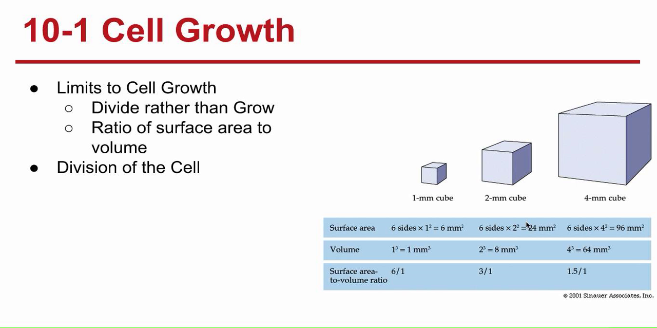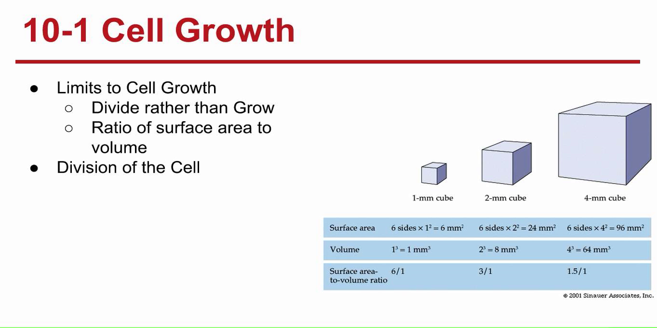So here on the screen we see a 1 millimeter cube has a surface area of 6 millimeters squared and a volume of 1 millimeter cubed. So that's a 6-to-1 ratio. But as we increase the size to the 2 millimeter cube, we see the ratio goes down to 3-to-1, and to the 4 millimeter cube, it goes down to 1.5-to-1. So if you had 64 1 millimeter cubes, which is the same volume as one 4 millimeter cube, you would have a much greater amount of surface area.